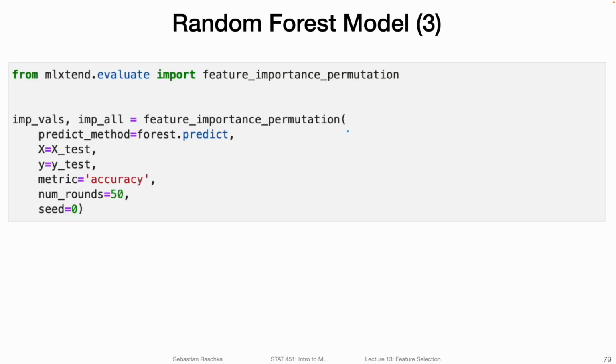Now comes the interesting part. So here we are now computing the permutation importance. We are using MLxtend for that because this is a function I implemented a long time ago. Later on, I will also show you that we can nowadays also do that in scikit-learn. But just for reference, because I'm also more familiar with that one, we are using feature_importance_permutation from MLxtend.